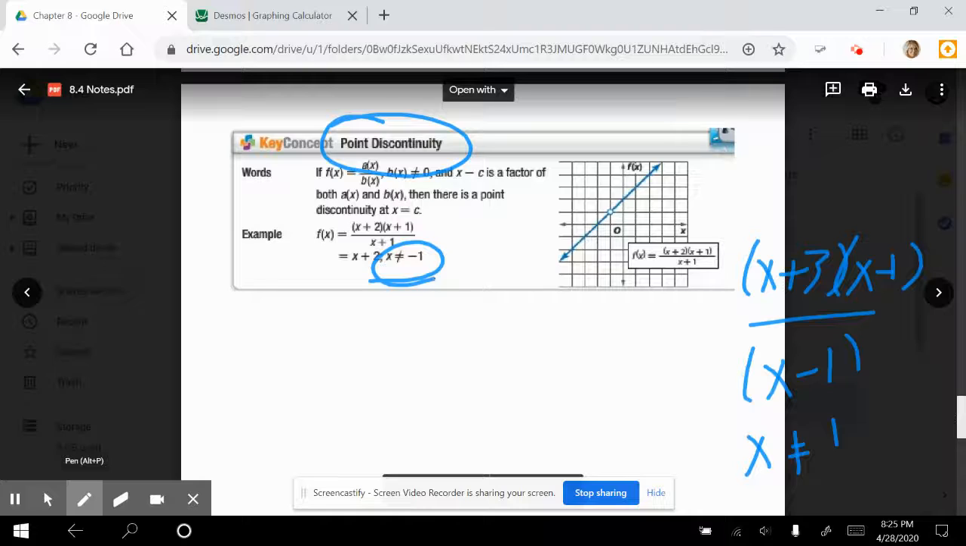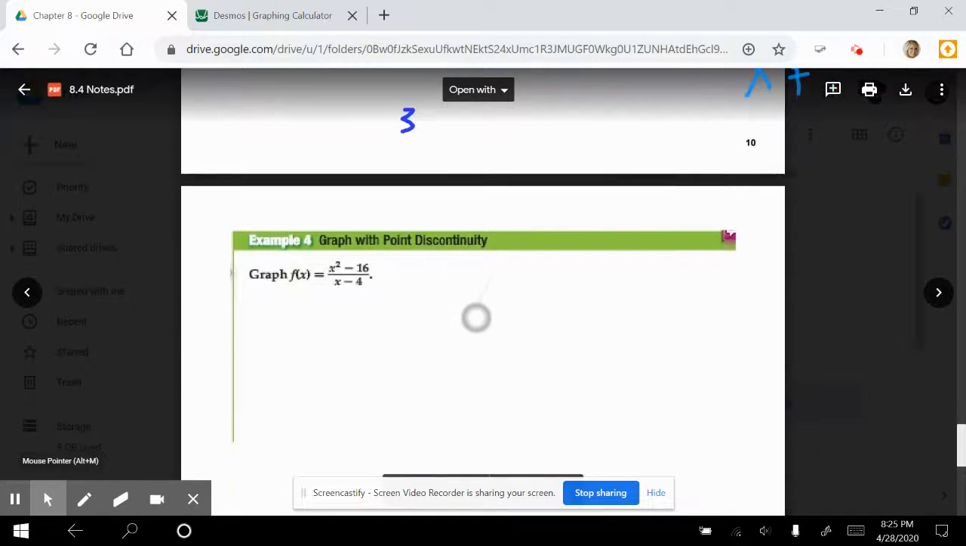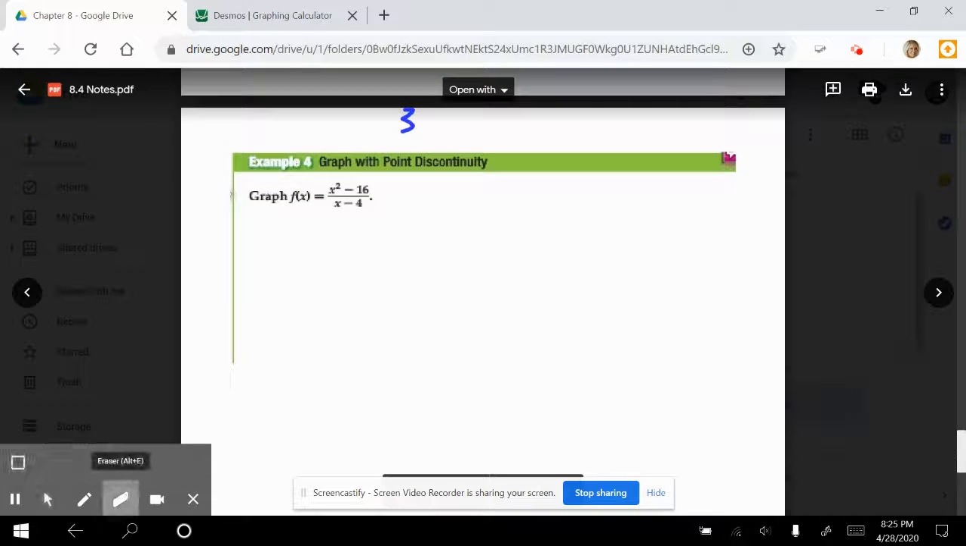And so what ends up happening is in our graph, there ends up being a hole right there. So even though the graph is continuous, it goes on forever, there's still a little hole missing in it. And on Desmos, it's a little bit harder to find, so you have to really be looking for it. Okay, so here we go. It says, all right, graph with point discontinuity.